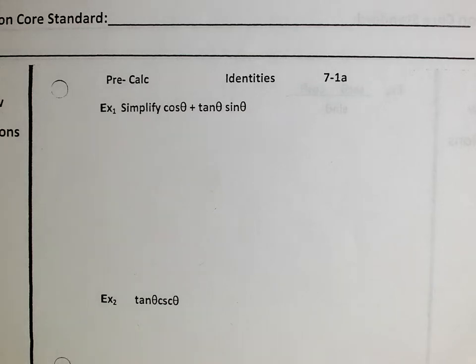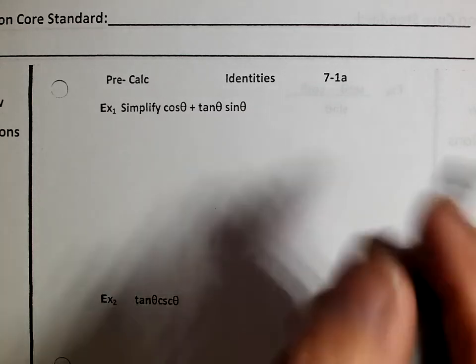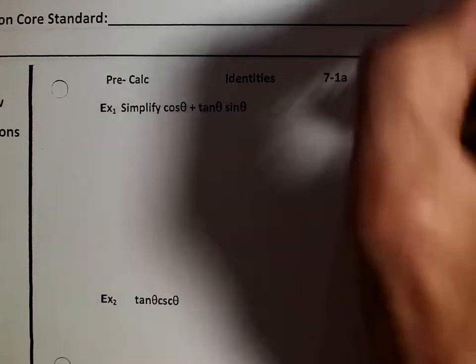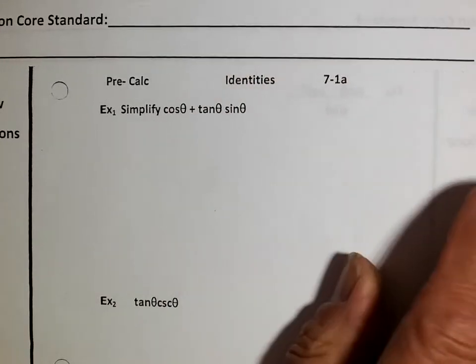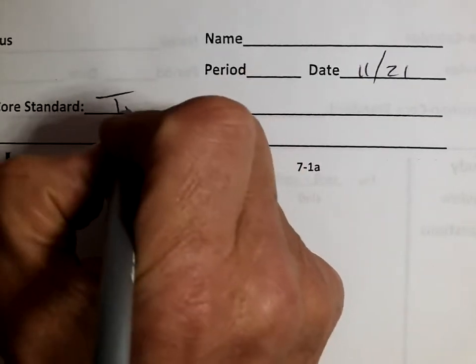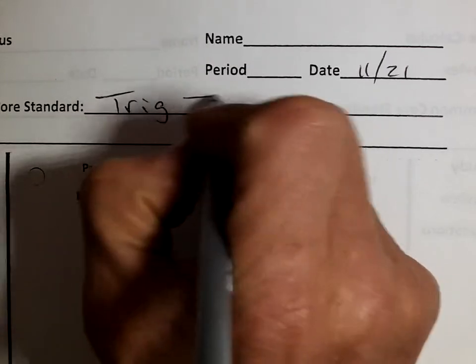Good. Okay, trig identities. What's the date? 11/21. We're doing trig identities.